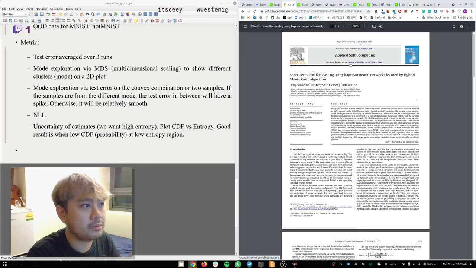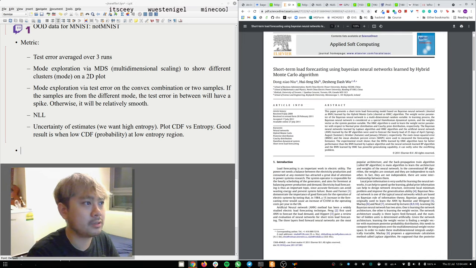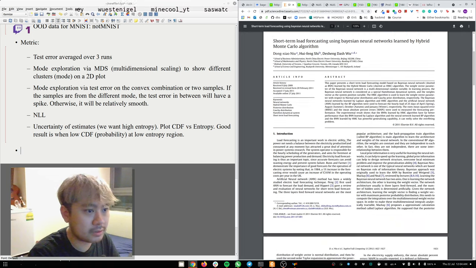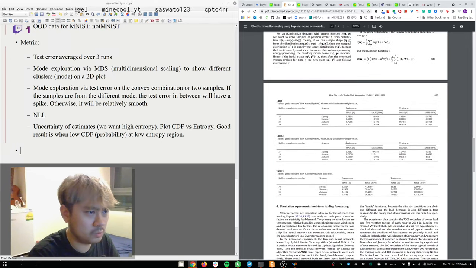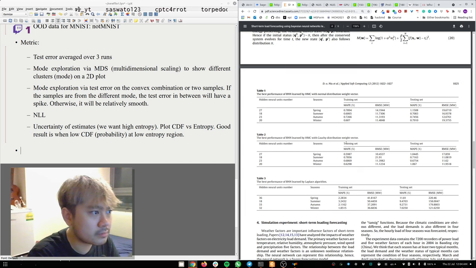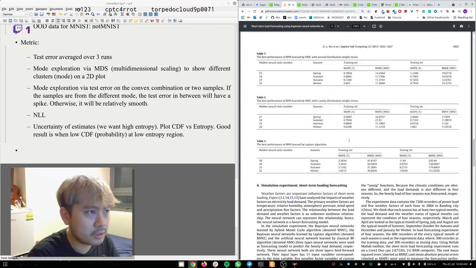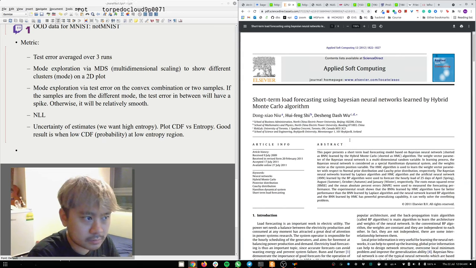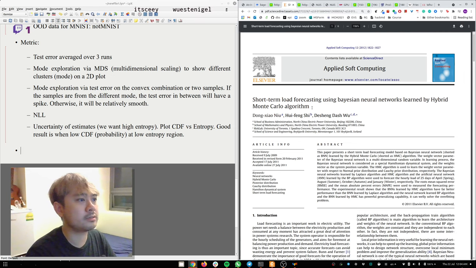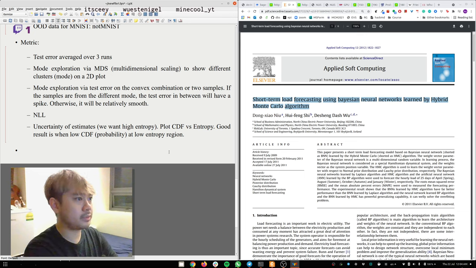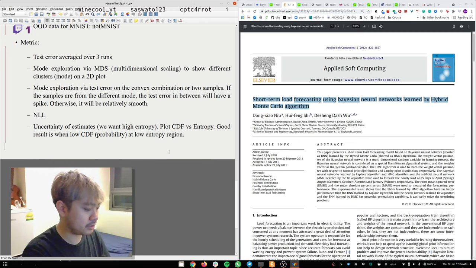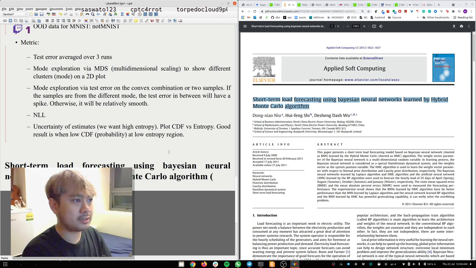Applied soft computing. Ooh. What does that mean? Short-term load forecasting using Bayesian neural networks learned by hybrid Monte Carlo. Okay. Short-term. Okay, I see. I don't think this is relevant, but I'm just gonna put it in because there's no reason to waste what I just read. Then I should have done that for the paper just now. The inconsistency in my brain.